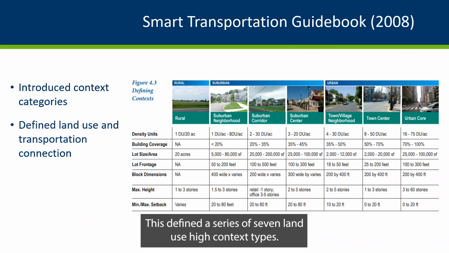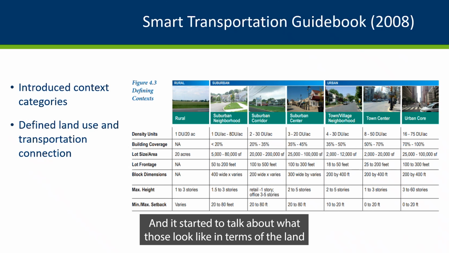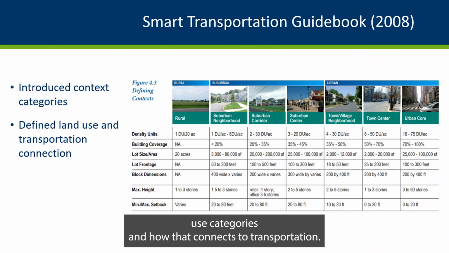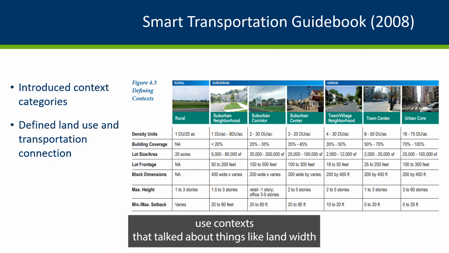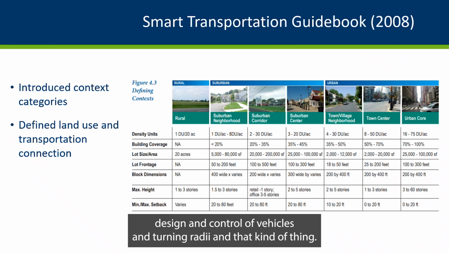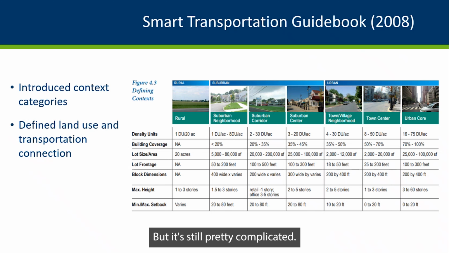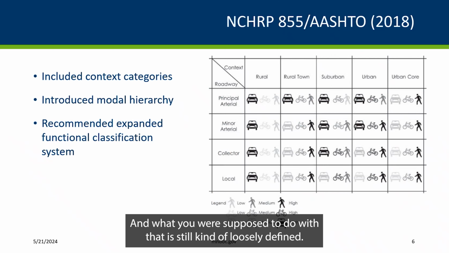And this defined a series of 7 land use context types. It started to talk about what those look like in terms of the land use categories and how that connects to transportation. So there were tables for each of these land use contexts that talked about things like lane widths, design and control vehicles, and turning radii and that kind of thing. But it was still pretty complicated, and what you were supposed to do with that was still kind of loosely defined.